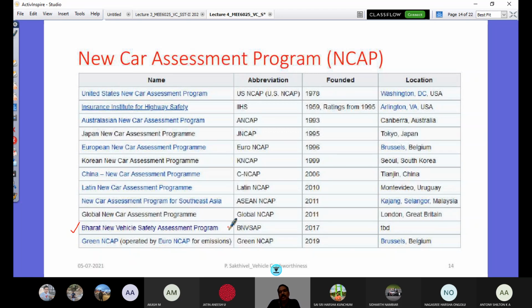So I could see there is a group in our class that has taken this up, and then to go into more detail of this assessment program, every country has got their own program. If you look at the USA, how NHTSA is there, in the same way the IIHS is a very, very important agency, the Insurance Institute of Highway Safety.